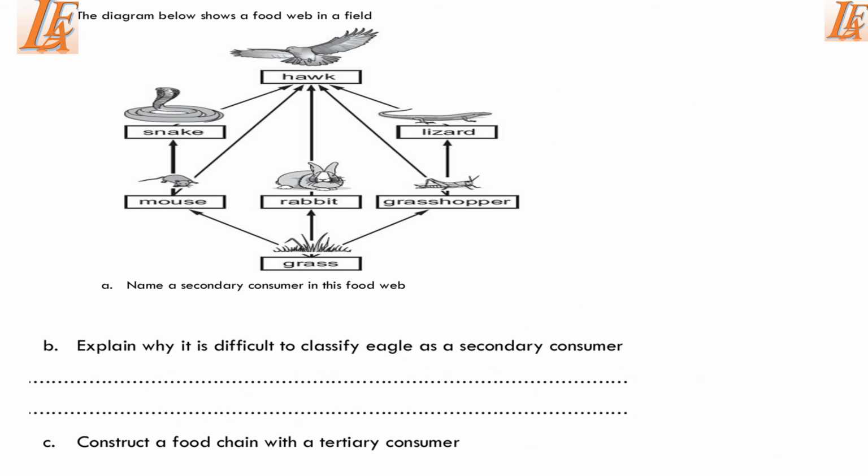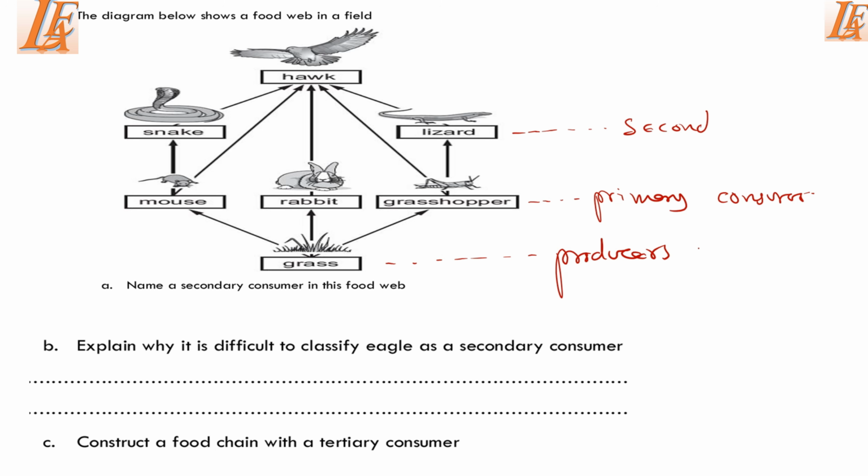Question 33. The diagram below shows a food web in a field. So in this case, you can see a food web in a field. And we can categorize these different trophic levels. Here, we have what we call producers, the grass. Then the mouse, rabbit, and the grasshopper are primary consumers. Then the snake and the lizard are secondary consumers. And then the auk or eagle is the tertiary consumer.